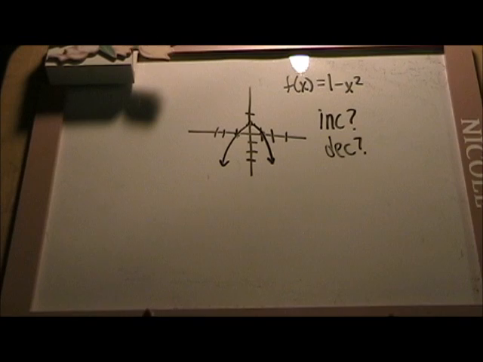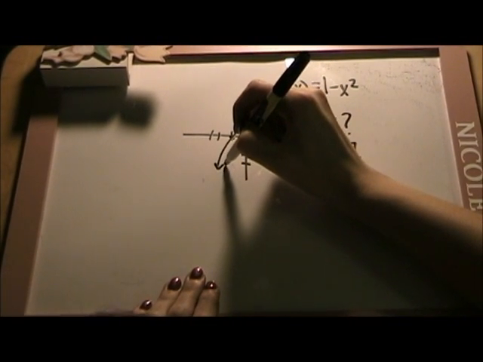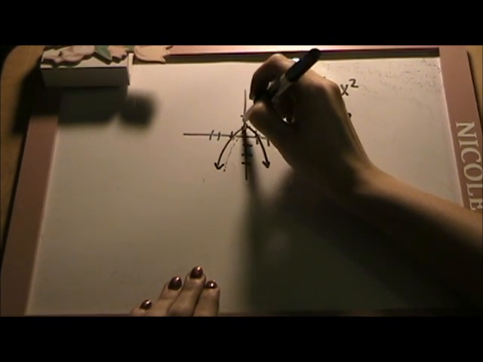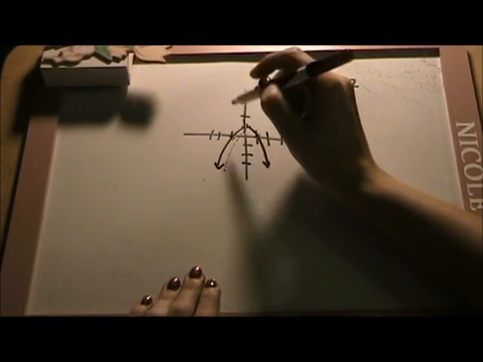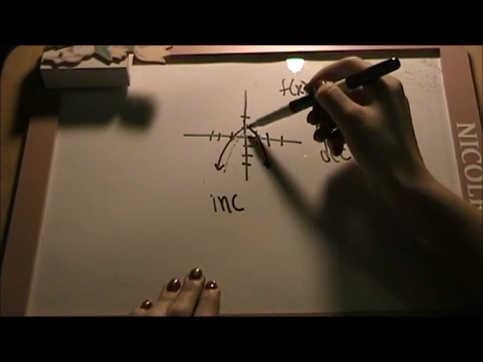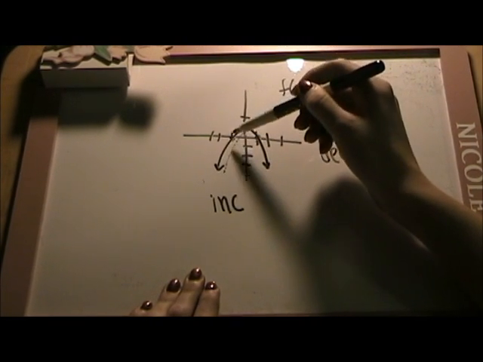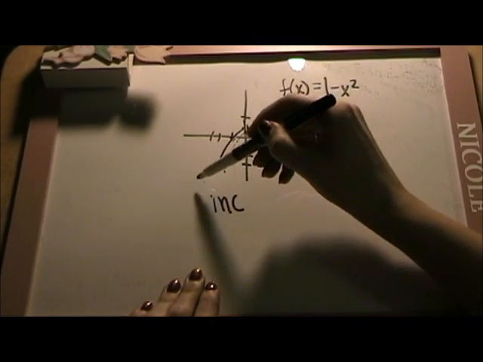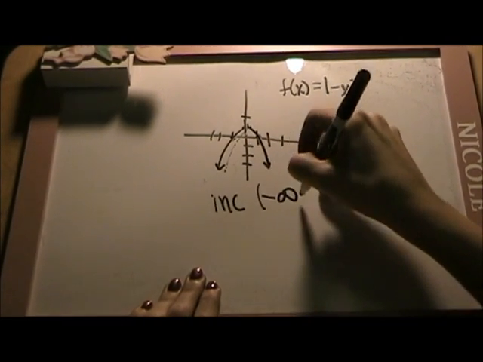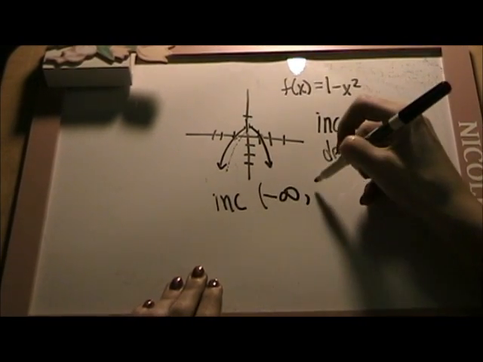So again, remember increasing, we're reading from left to right. So from left to right, I'm increasing, increasing, increasing, increasing. So I stop here. So I'm increasing from, and now we got to look at our x values. Well, even though this is going down, okay, it's always extending. So our x values are going to -infinity. And then we stop when x equals 0.